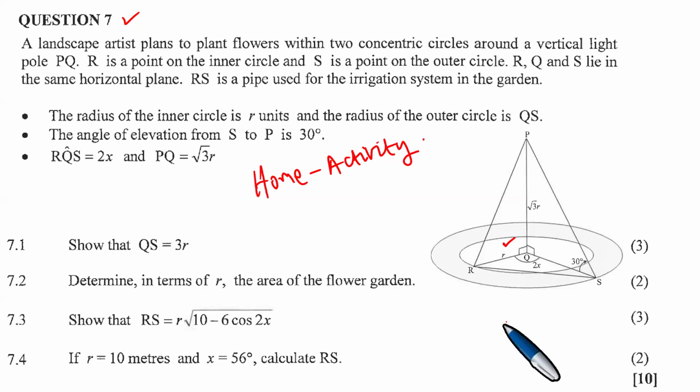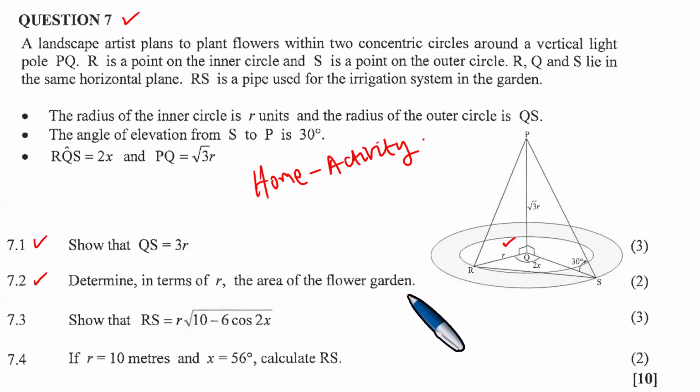Angle RQS is 2x. PQ is the square root of 3 r. 7.1: Show that QS is 3r. 7.2: Determine in terms of R the area of the flower garden.